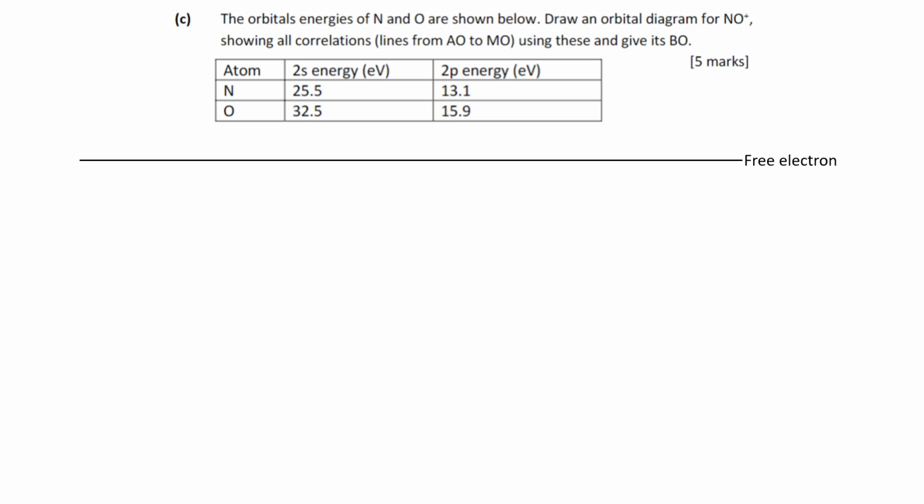Question C wants a molecular orbital diagram drawn for NO+. The figures given show how much energy would be needed to remove that electron. The 2s is higher than 2p because it is closer to the nucleus, and so there is more attraction to keep the electrons in, much like how ionization energy works.